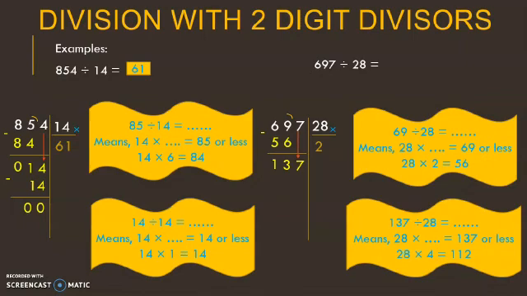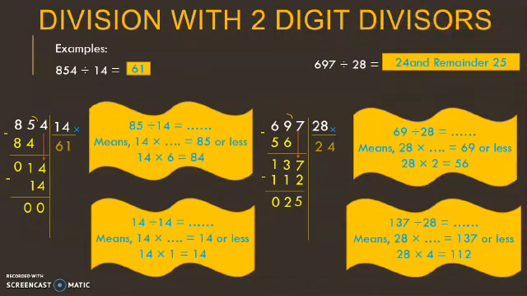I multiply 28 with 1, 2, 3, 4. I found that 4 is the closest one to 137, which is 112. I write 4. Then 4 times 28 is equal to 112. After that, I subtract. 7 minus 2, 5. 3 minus 1, 2. And 1 minus 1, 0. I reached here. 25 is less than 28. That's why I have to stop. 25 is the remainder. The answer is 24 and remainder 25.